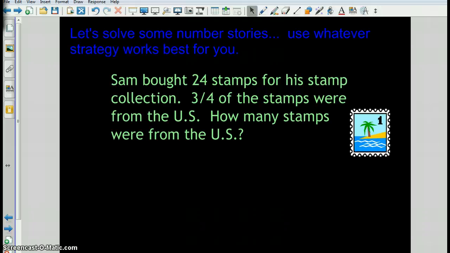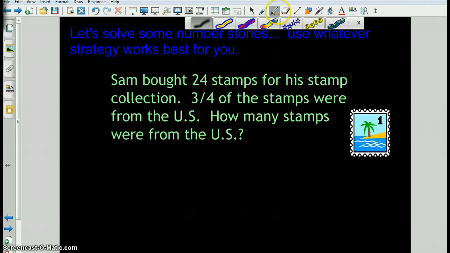Today we're going to solve some number stories. Remember, some of the strategies that we can use are drawing a picture, drawing an array, or using different operations, division, multiplication, subtraction, or addition, to help us solve these number stories. We're going to specifically be focusing on ones with fractions today. So let me show you how to do this first one and talk about my thinking, and then the next couple we'll do together.